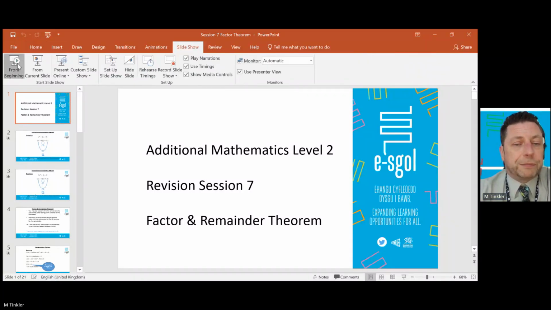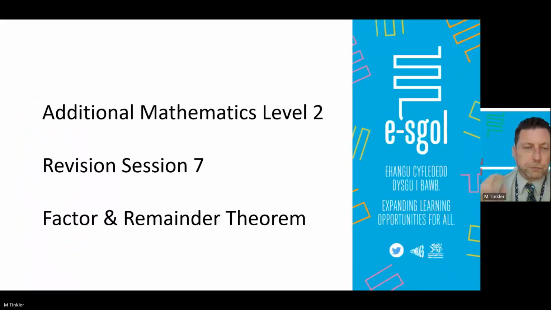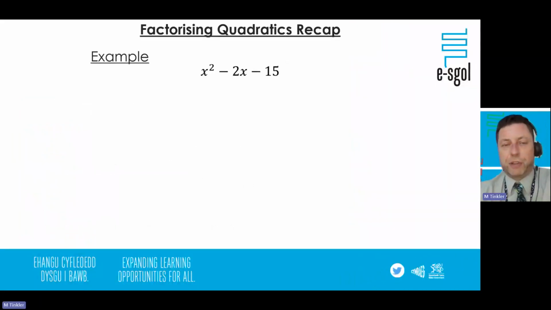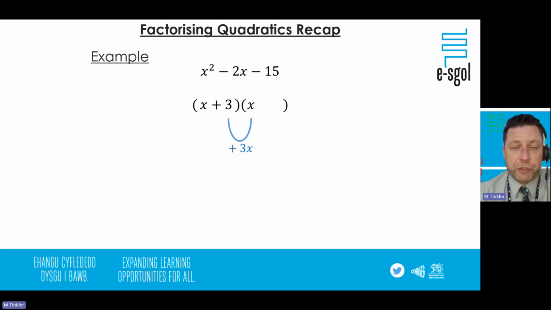So start off with an example from last week's session. Straightforward. This is a B grade GCSE question. Start both brackets with an X. You find 2 numbers to multiply to 15. And they have to add or subtract to -2, but they're going to add to make -2. So I have +3 and -5.